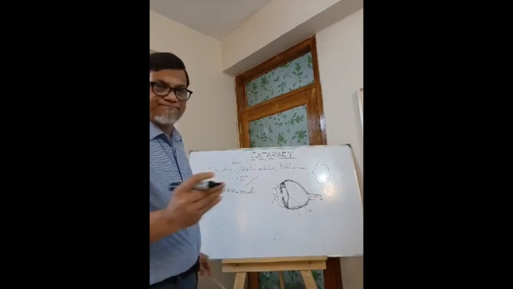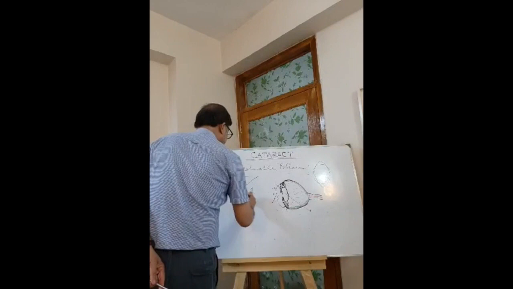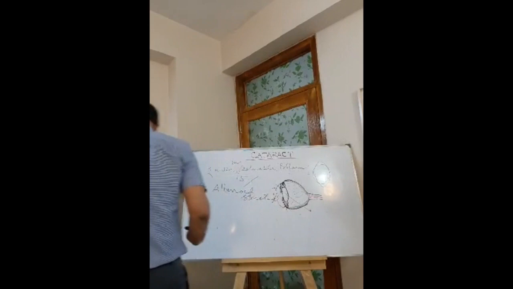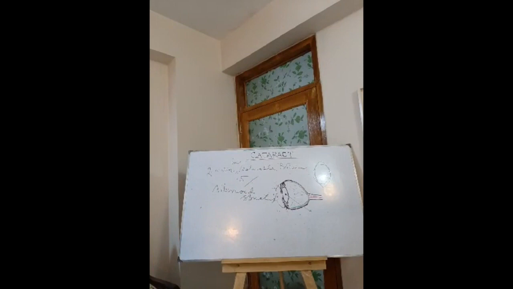Albumin, albuminoid-like substances. Albuminoid structure is found mostly in the lens nucleus. The lens nucleus is mostly formed by the albuminoid protein, that is water insoluble.